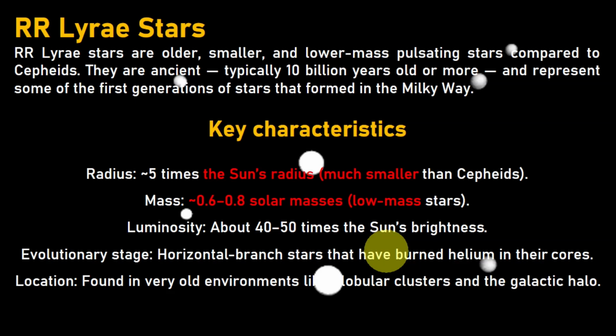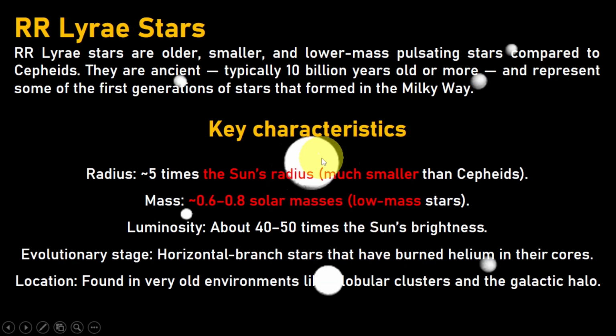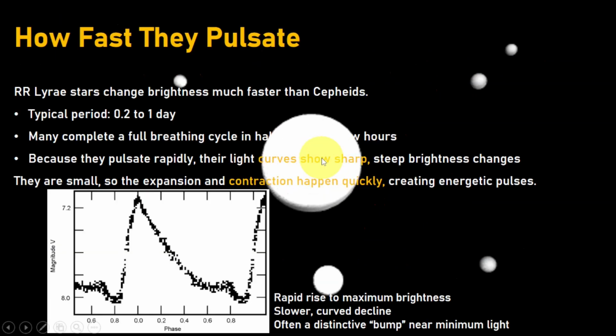Then, in terms of the evolutionary stage, they are horizontal branch stars that have started burning helium in the core. In terms of their location, they are found in old environments like globular clusters in the galactic halo. So this is the way a lot of stars pulsate.